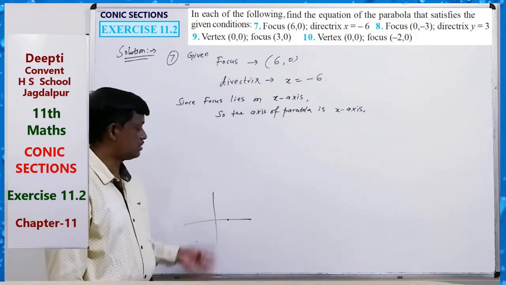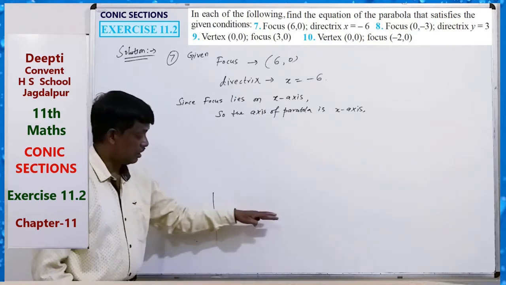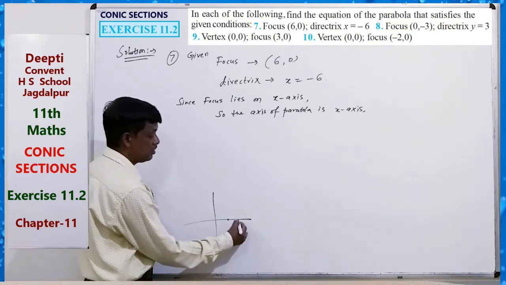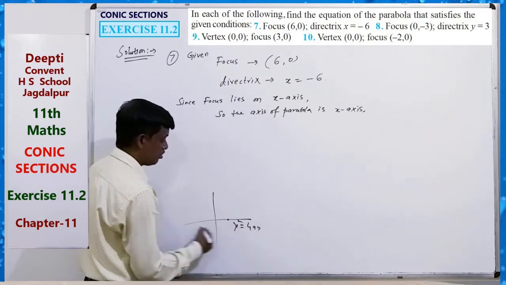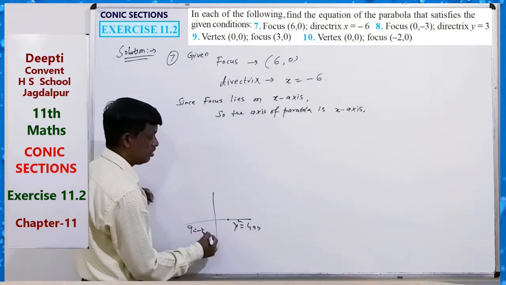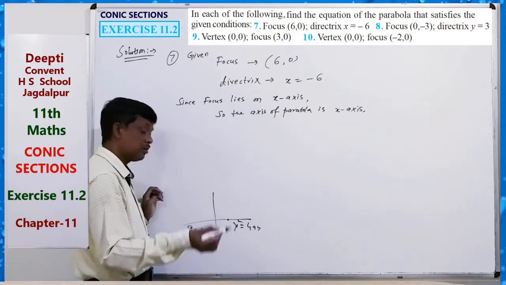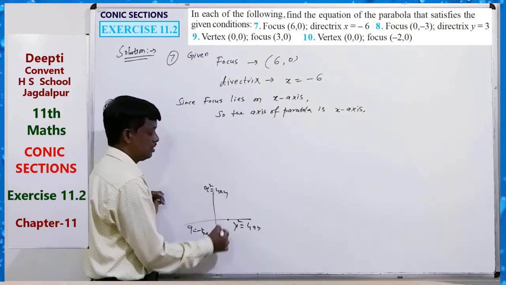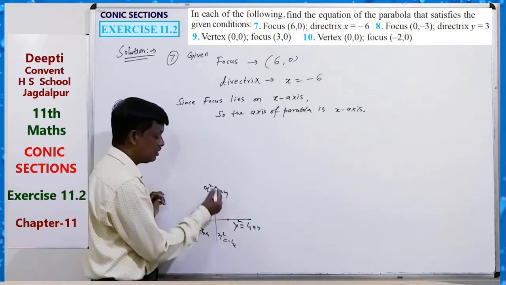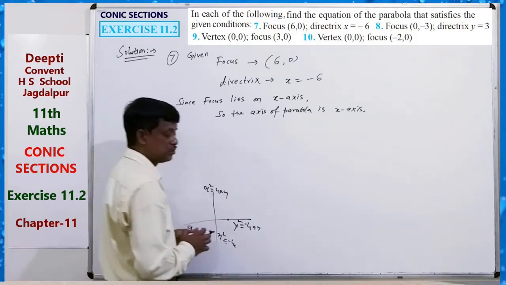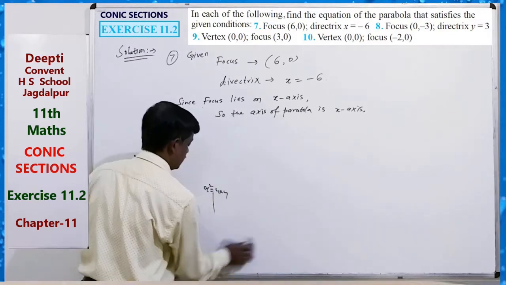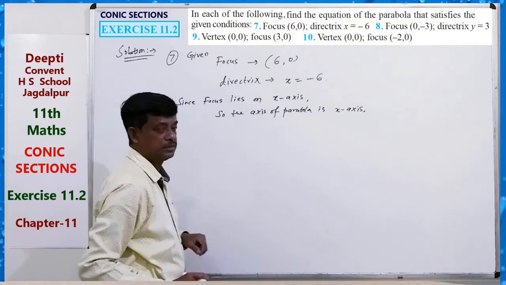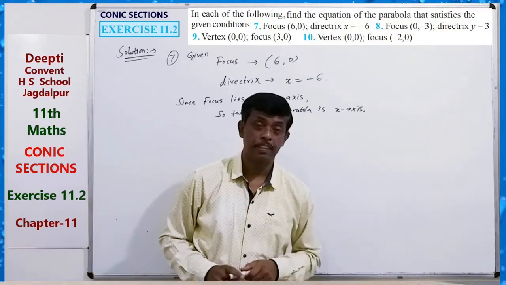Okay. Now, therefore the equation of the parabola, because in standard form either the x-axis is the axis of the parabola or the y-axis is the axis of the parabola. If the x-axis is the axis of the parabola, then we know the parabola is y square equals to 4ax or y square equals to -4ax. Or if the focus is on the y-axis, then the parabola is x square equals to 4ay or x square equals to -4ay. Either this or this or this or this. Clear?